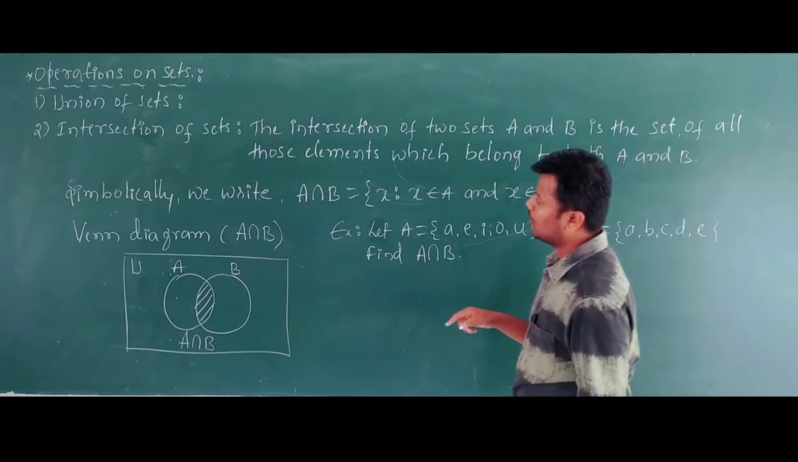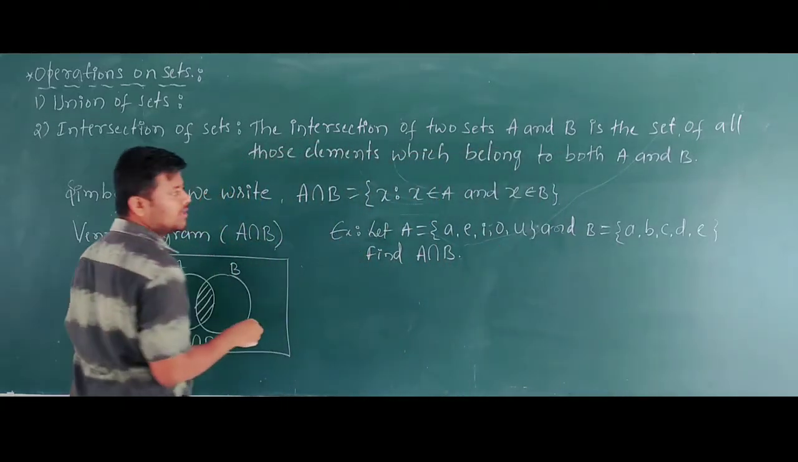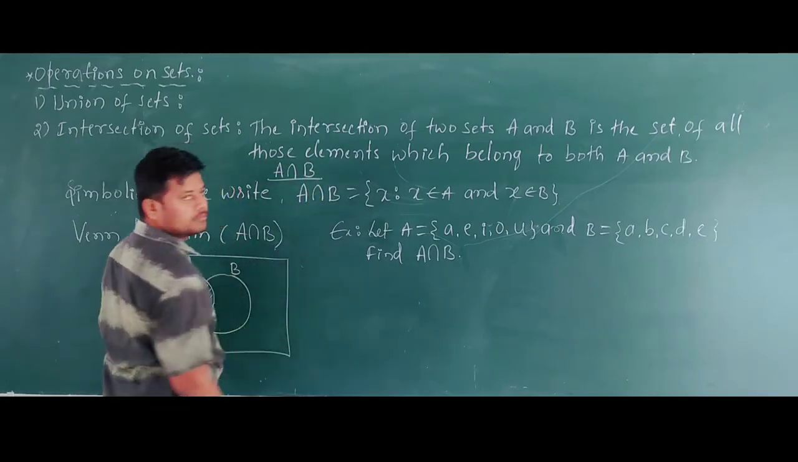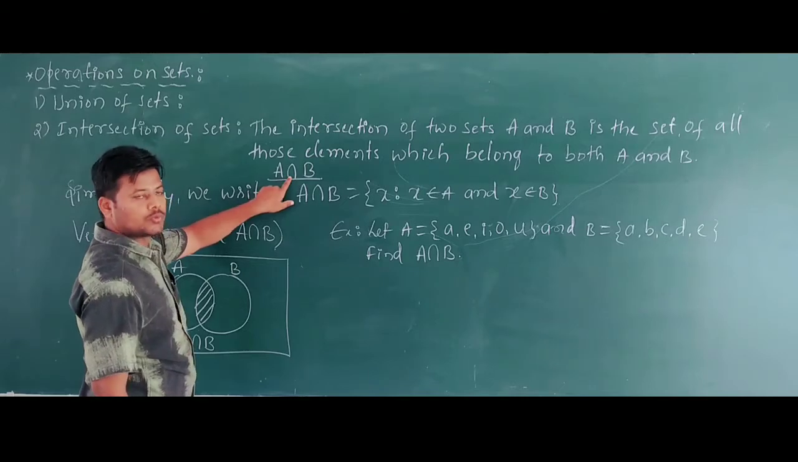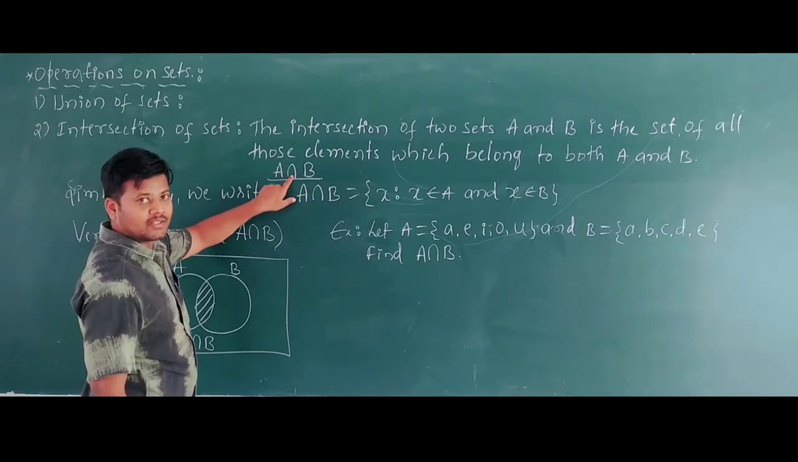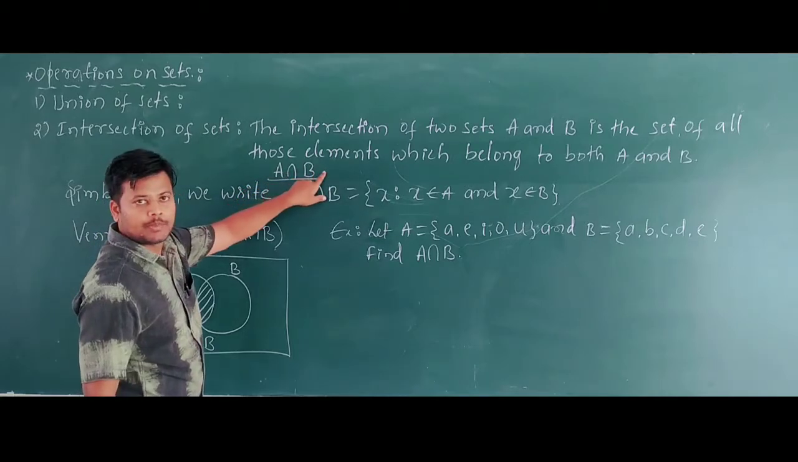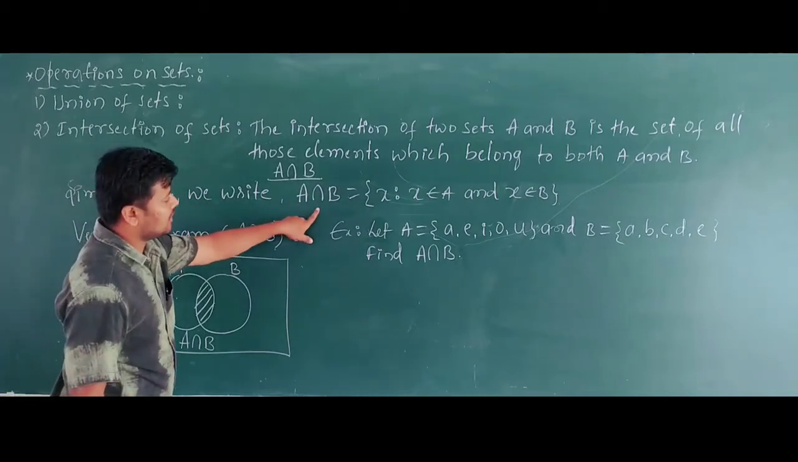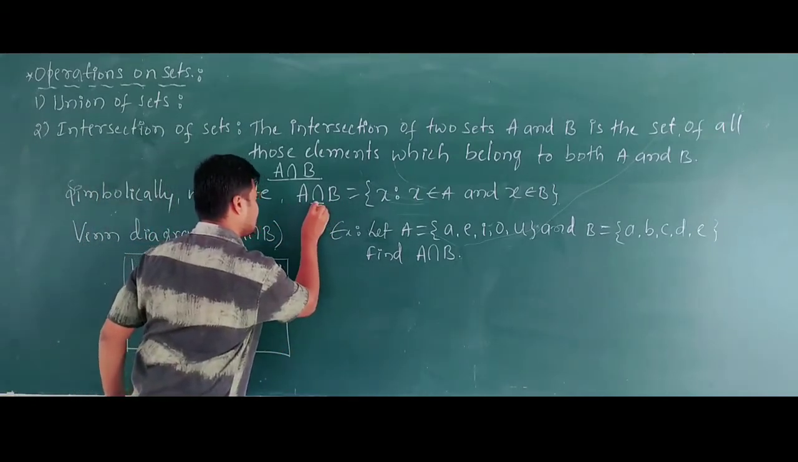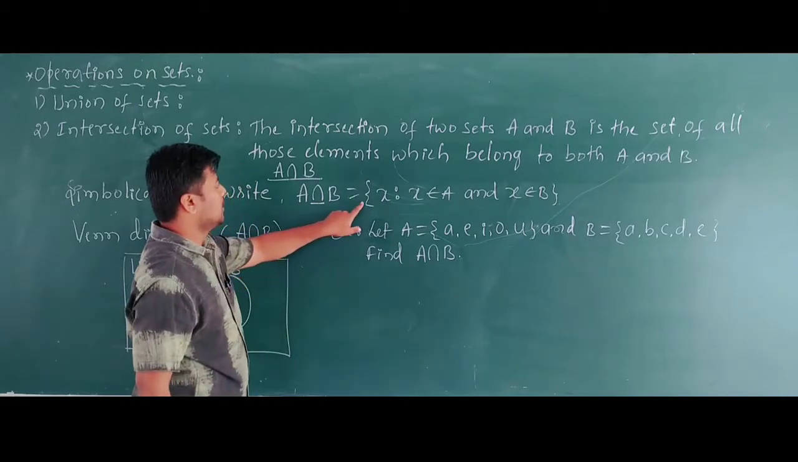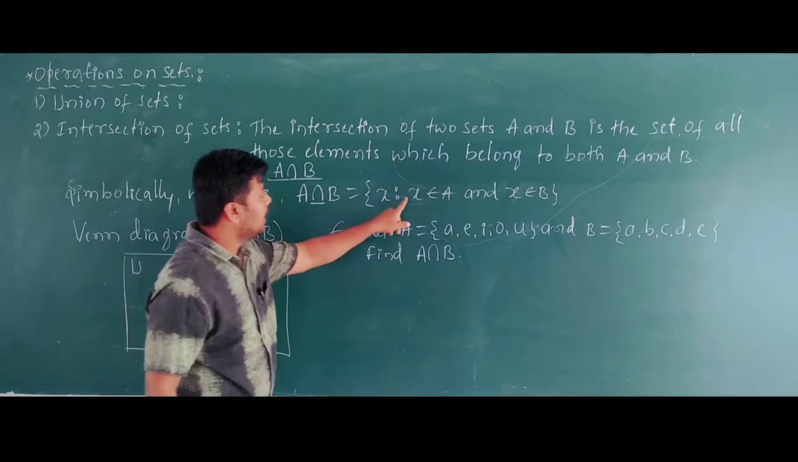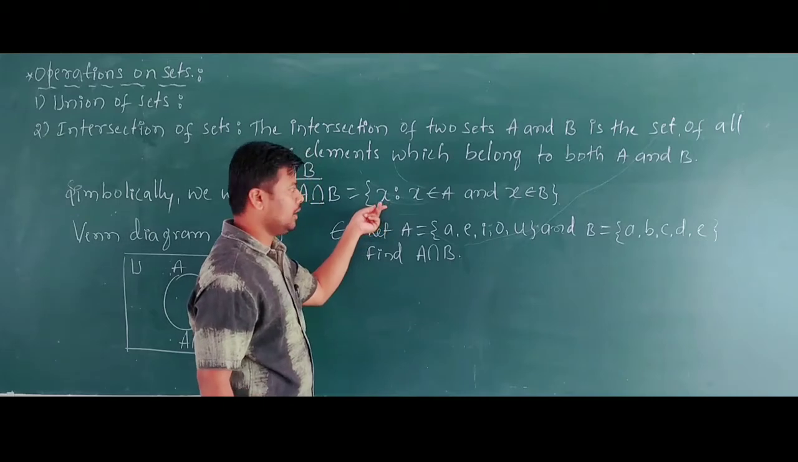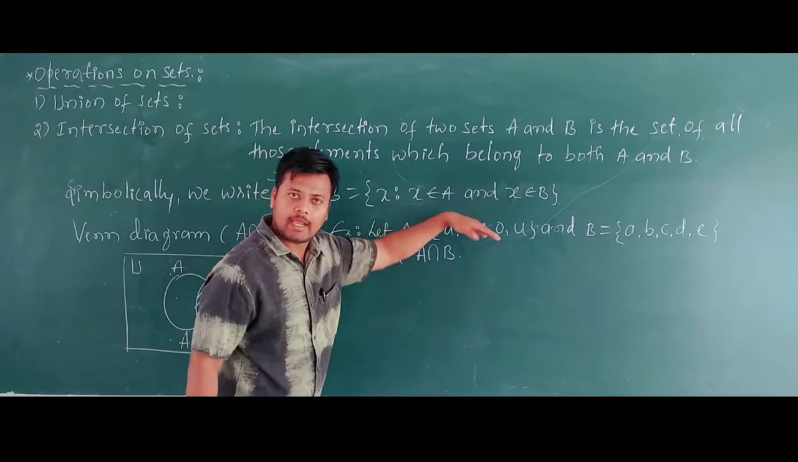The intersection of two sets is denoted by A intersection B. This is the symbol we use to represent intersection. Symbolically we write this definition as A intersection B, containing elements x such that x belongs to A as well as x belongs to B. The elements we write here are the common elements belonging to both A and B.